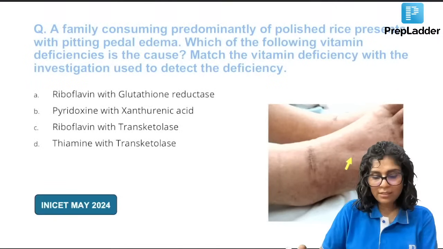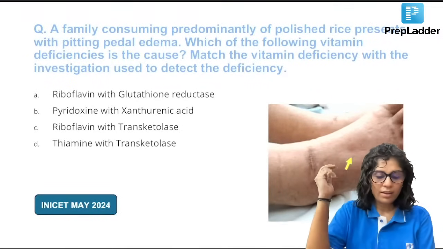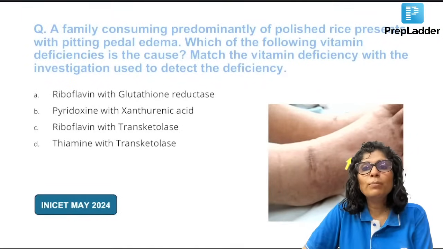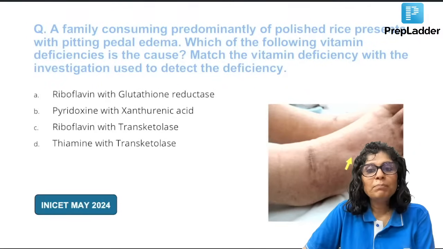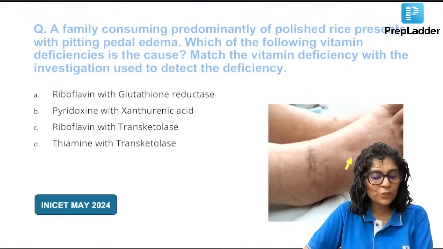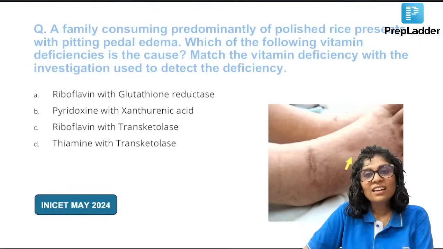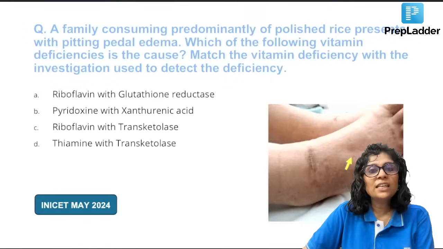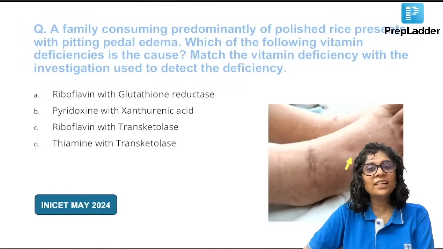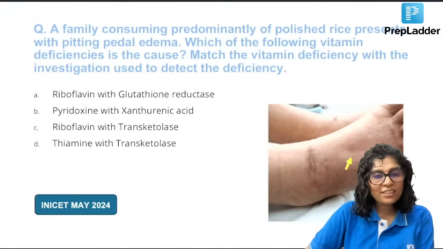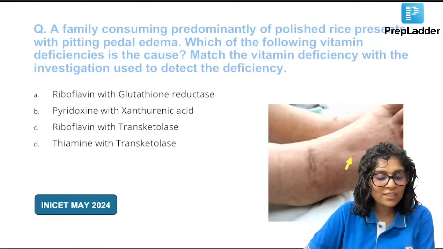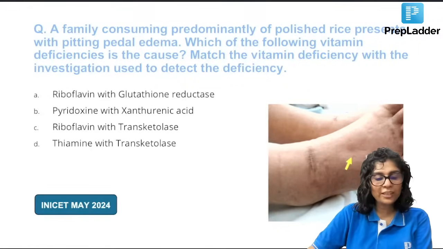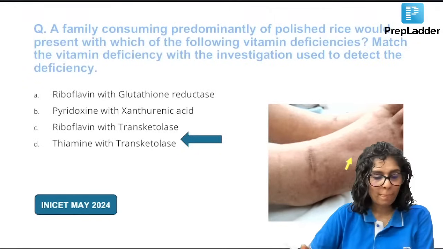Now try to answer this. A family consuming predominantly polished rice presents with pitting pedal edema. So pitting pedal edema, polished rice. What will you suspect? Thiamine deficiency. Match the vitamin deficiency with the investigation used to detect the deficiency. Your answer is thiamine deficiency. With what investigation? Transketolase activity. Yes, very good. It is wet beriberi.